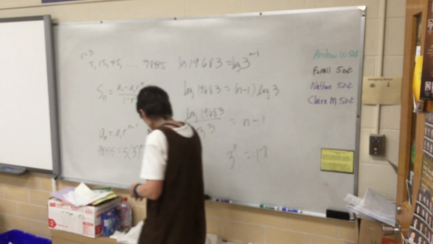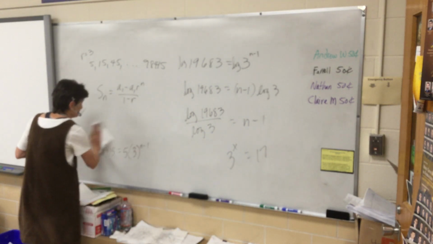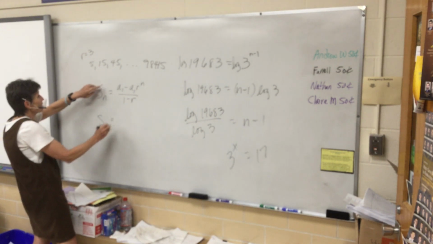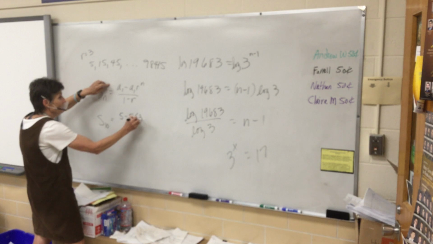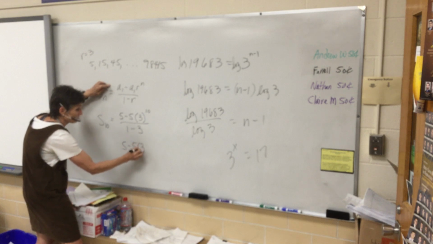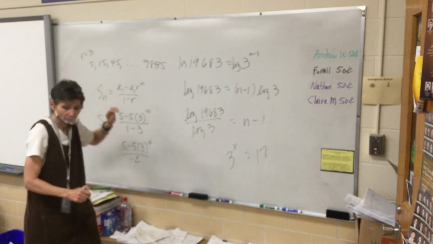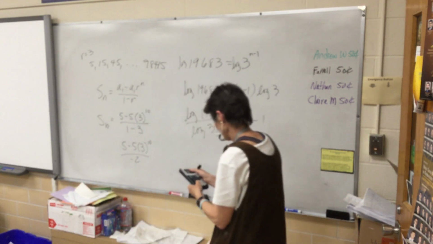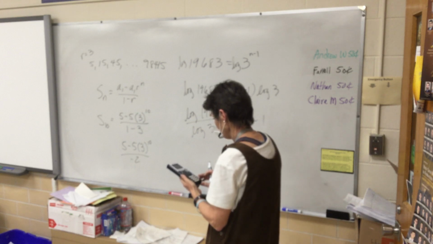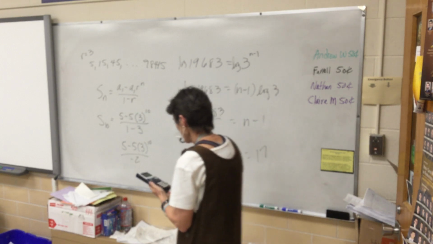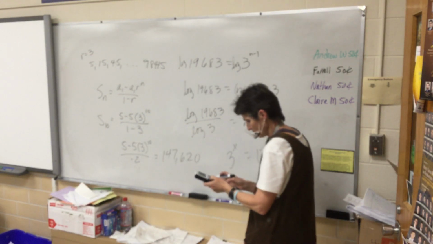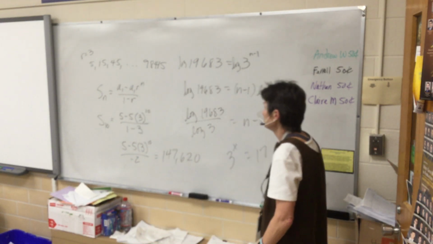So now I'm ready to answer the question. I need to find the sum of 10 terms. The first one is 5. The ratio is 3. I'm going to do that denominator first. Type it in and get my answer. 147,620 is what I got.